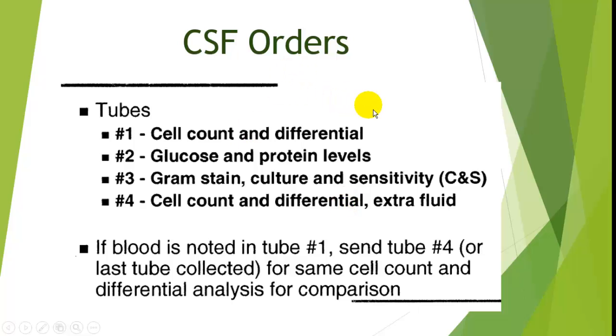The usual standard orders for spinal fluid include tube number 1, cell count with differential; tube number 2, glucose and protein; number 3, get a gram stain and culture and sensitivity; and number 4, if necessary, cell count. If not necessary, it's always a good idea to request the lab to save that 4th tube for potential studies down the road as they become necessary or indicated.